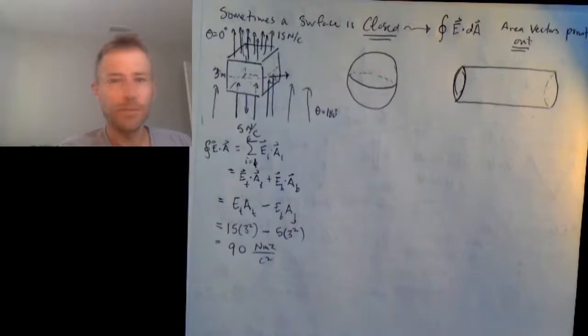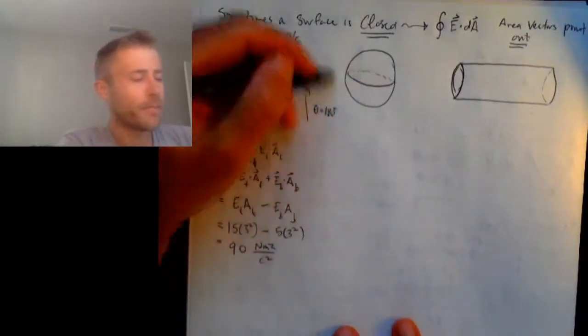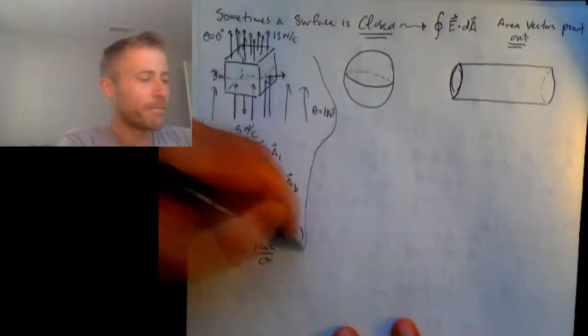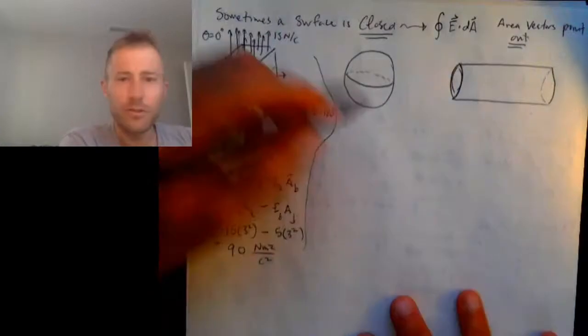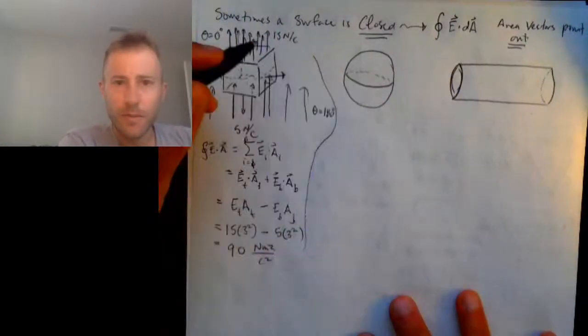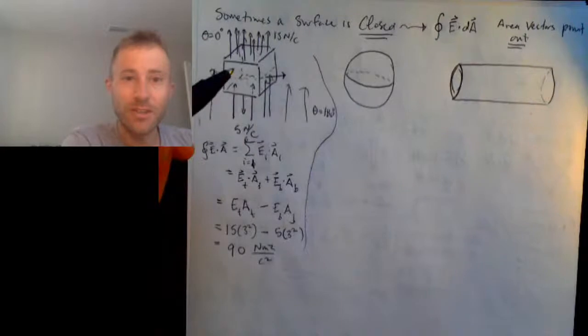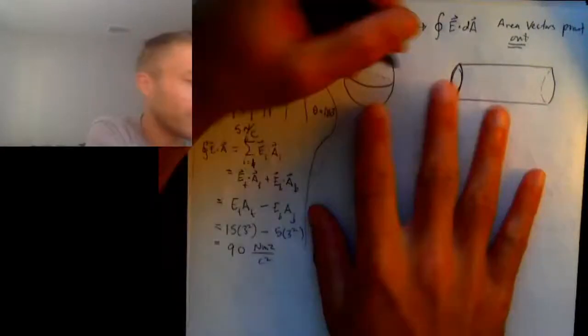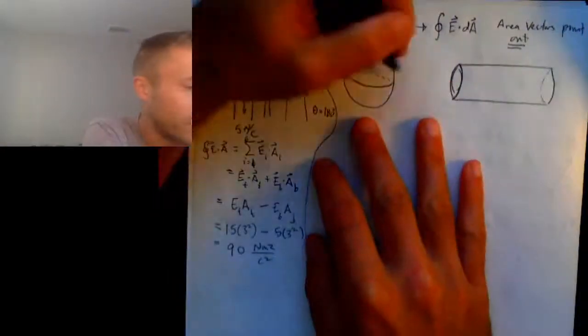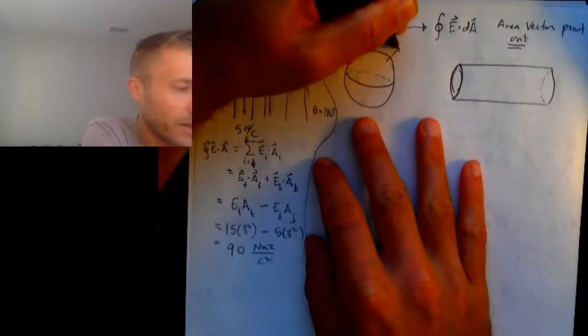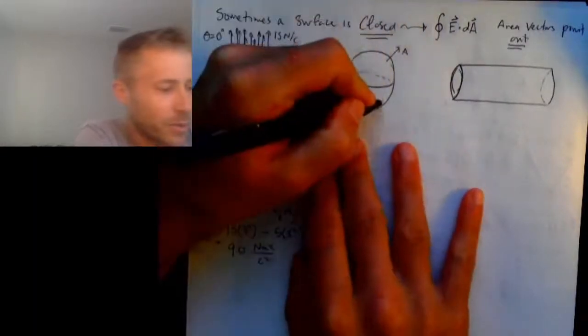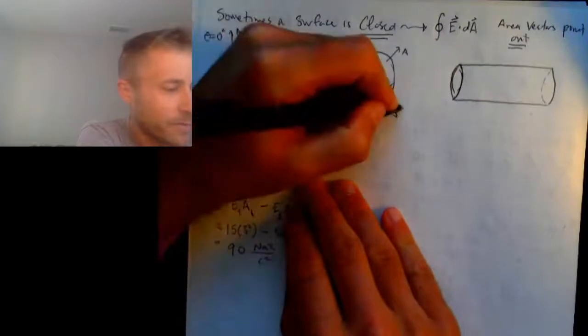For that example. Now, what about a sphere? It can be thought of as a single curved face. So a sphere has an area vector that points perpendicular and out.